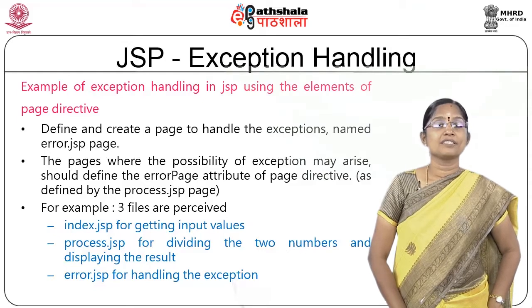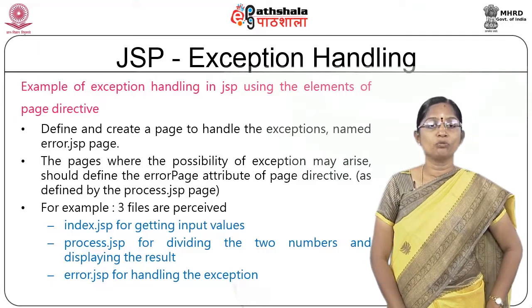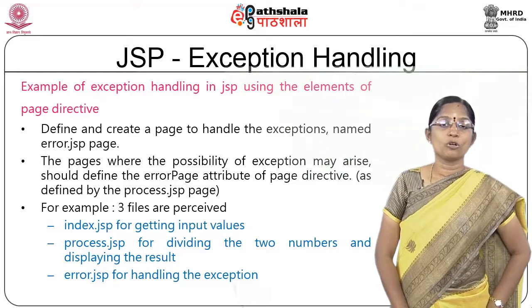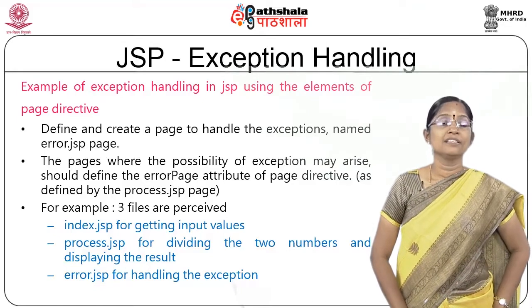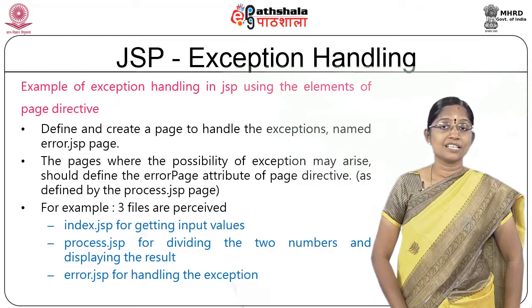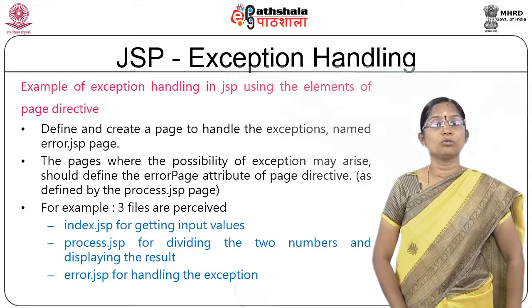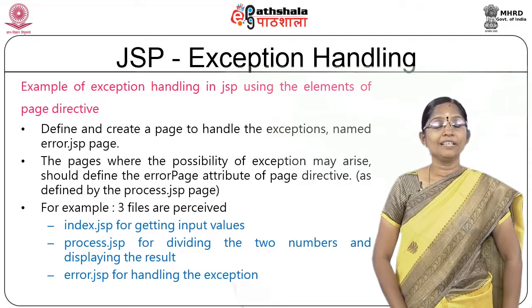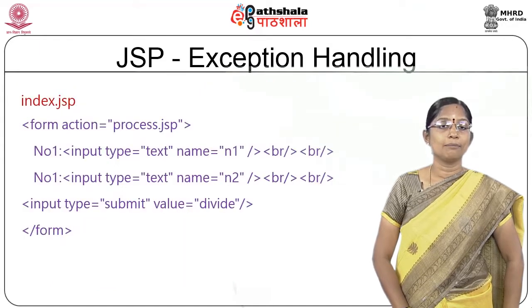There are three JSP pages. One is called index.jsp, which is used for getting input values. The second one is called process.jsp, which is used for dividing two numbers and displaying the result. The third one is called error.jsp, which is used for handling the exception. Here we will set the isErrorPage attribute of the page directive. So, whenever an error may occur in the process, this error.jsp will be invoked automatically. You can see the example.